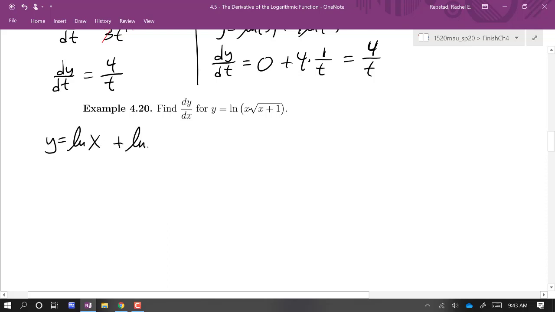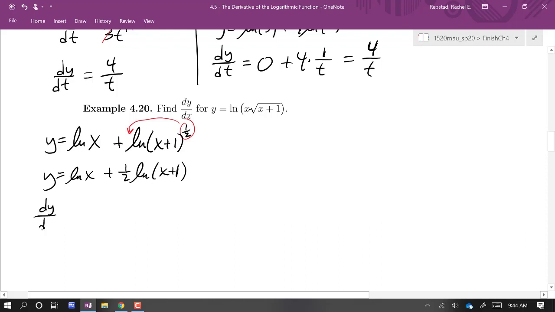So ln x plus ln of, and this square root I'm going to write as the 1/2 power. And now I'm going to take this 1/2 power and bring it down as a factor on that ln. We've got ln x plus 1/2 ln of x plus 1. Now when we take the derivative, I don't have any product rule to worry about, right? I'm going to take the derivative with respect to x. We get 1 over x plus 1/2 times 1 over x plus 1. The chain rule would just have us multiply by 1 in both cases, so I'm leaving that off.